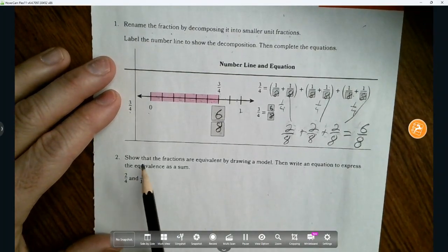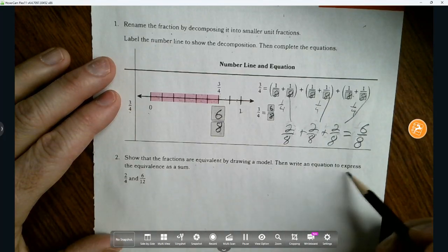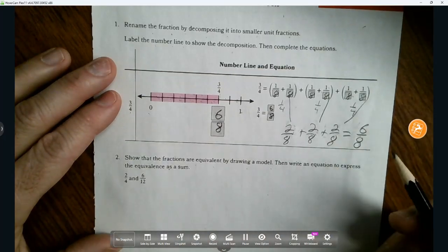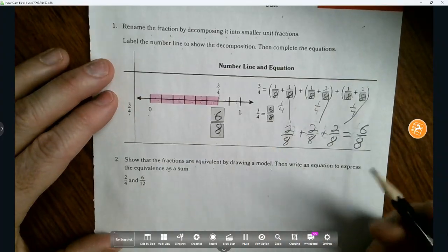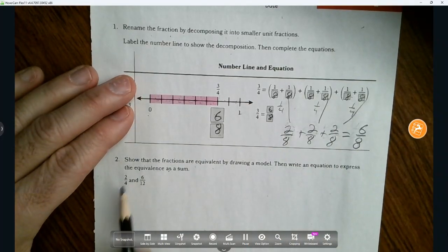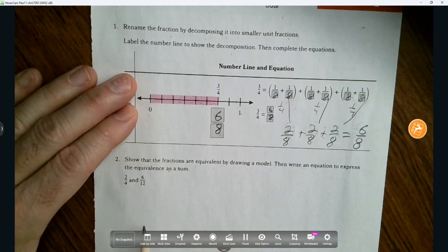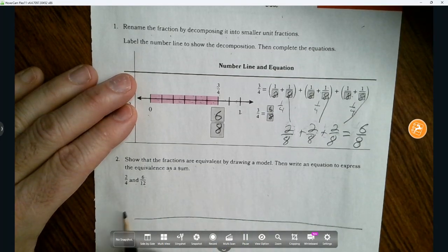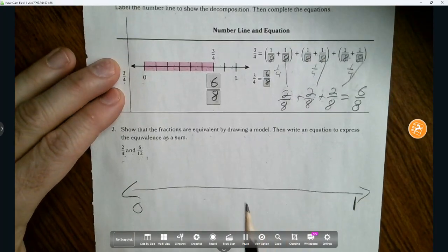All right, the next one says, show that the fractions are equivalent by drawing a model, then write an equation to express the equivalence as a sum. Wow, that's a lot of words. Do what you did up here. Okay? So you want 2/4, which is half, and 6/12. So draw your line, arrows, 0, 1, because nothing's bigger than 1. Oops, there we go, up a little bit.